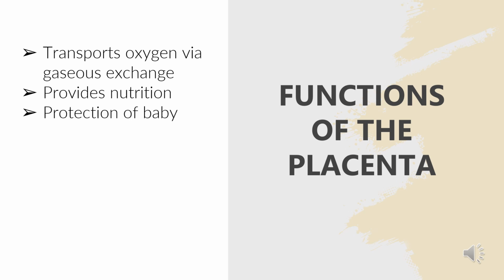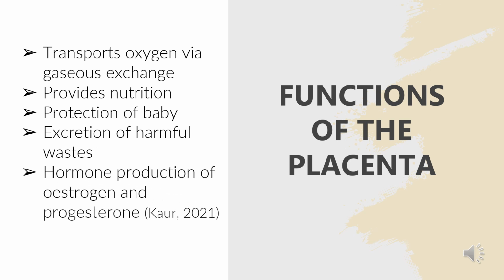The placenta also protects the baby as it gets rid of harmful substances, acting as a barrier, and also produces hormones such as estrogen and progesterone, and this really helps with fetal growth.